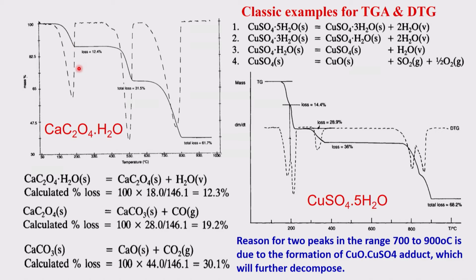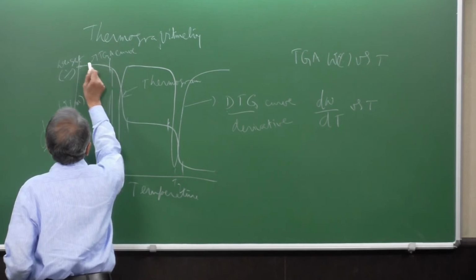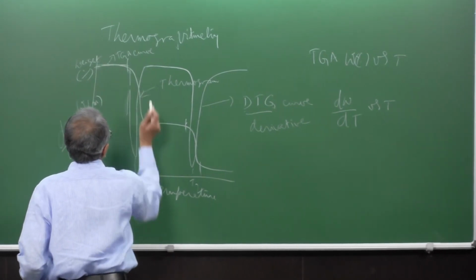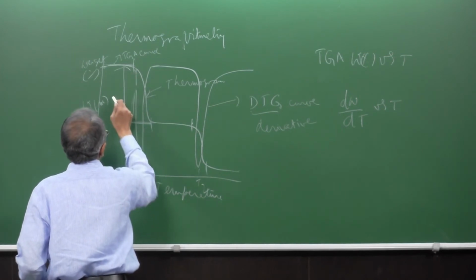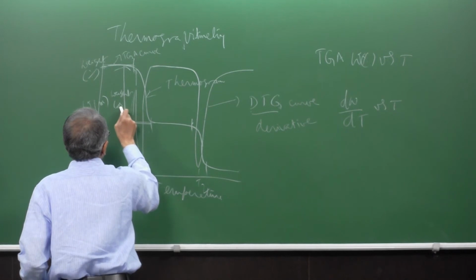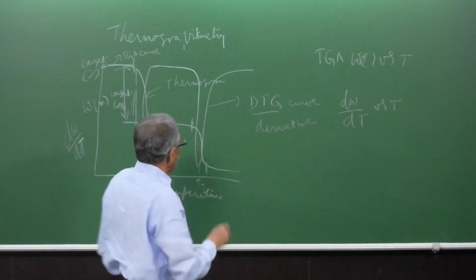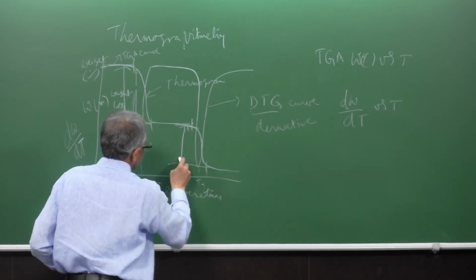So how do you work it out? You work out here what is the weight percentage, and you find what is the weight, and this difference is the weight loss. So this is the one we are talking about. For this one, the weight loss is from here to here, this is the weight loss.